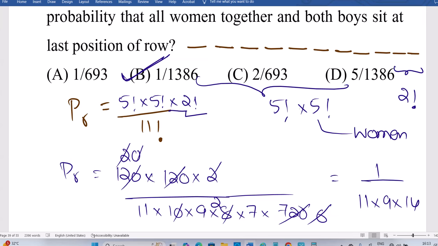But understand what this 5 factorial is, what the next 5 factorial is, what the 2 factorial is. What is happening here, you just have a look.